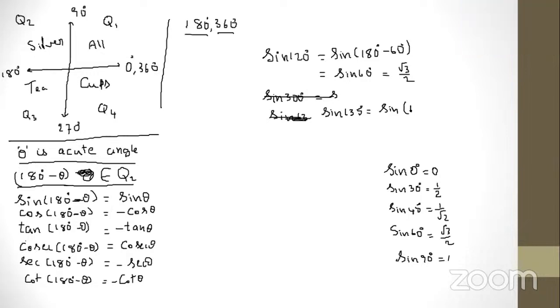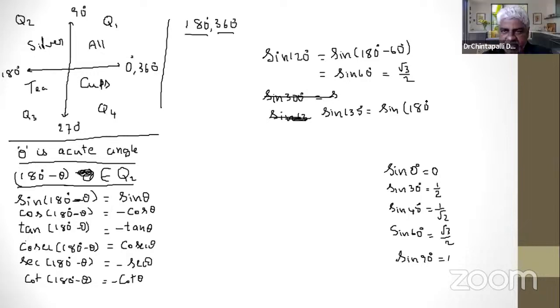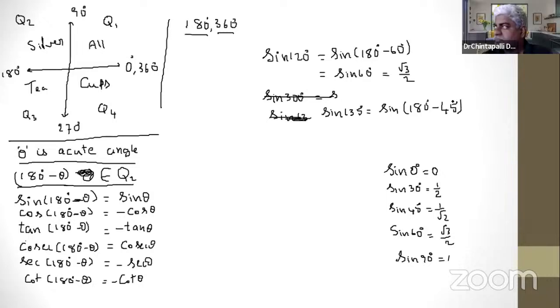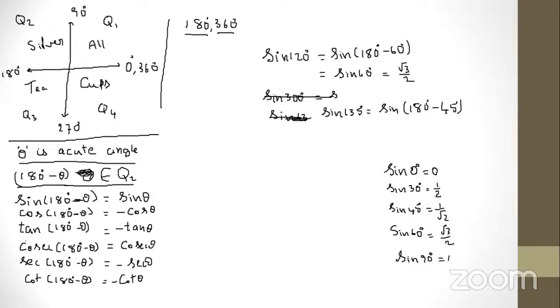Sine 135 is sine of 180 degrees minus 45 degrees, right? Yes. Which formula? Formula 1, very good.